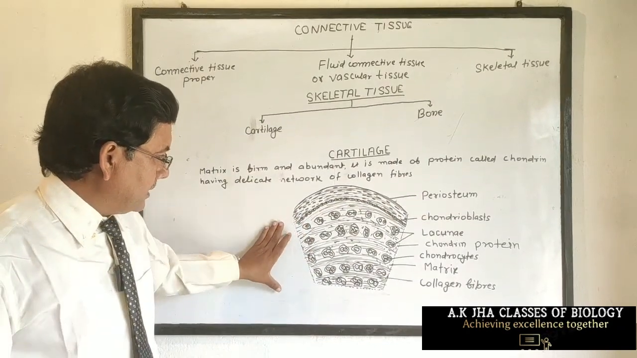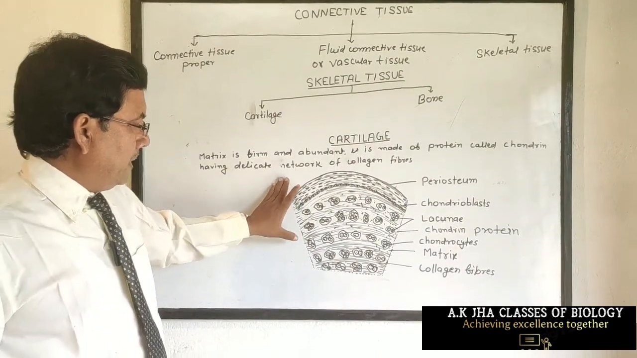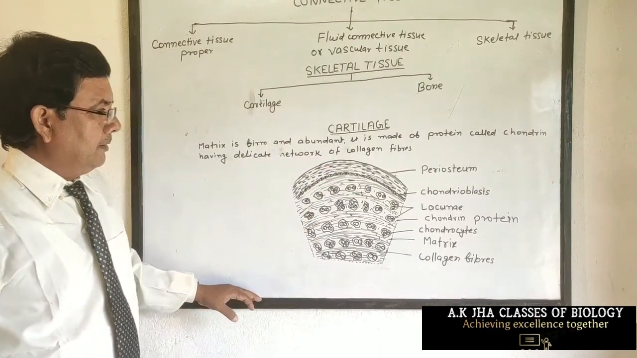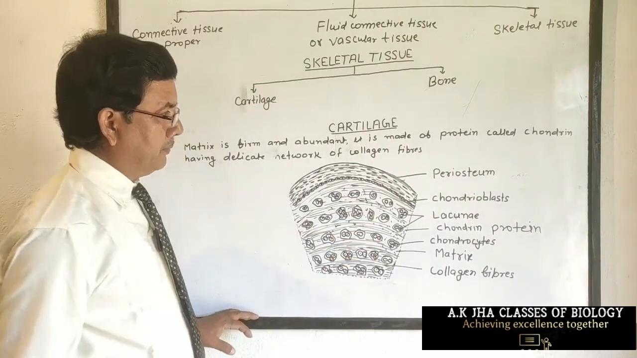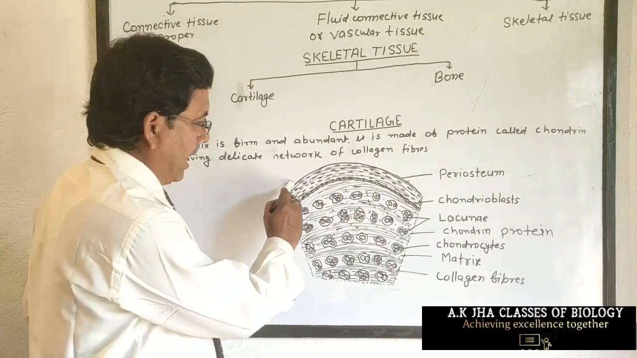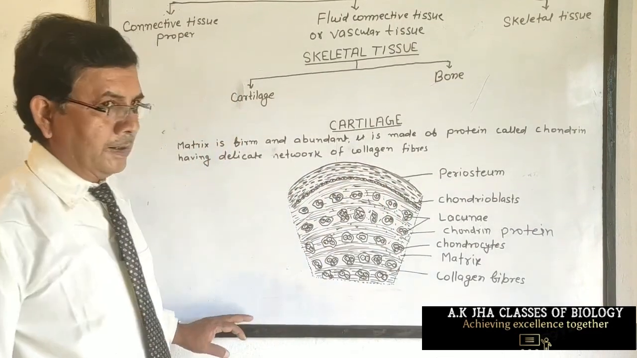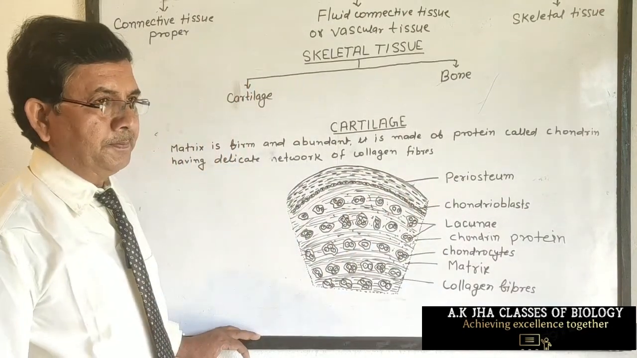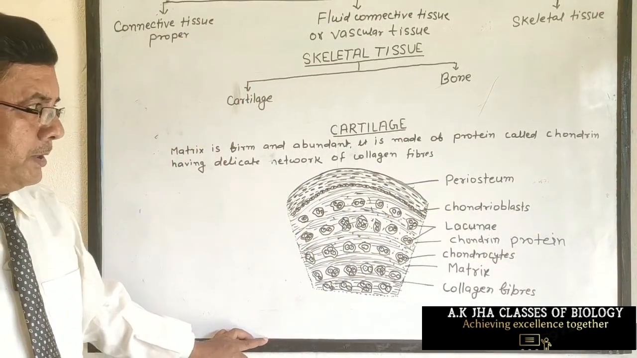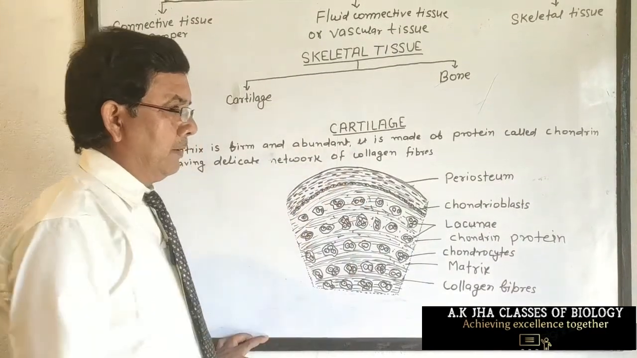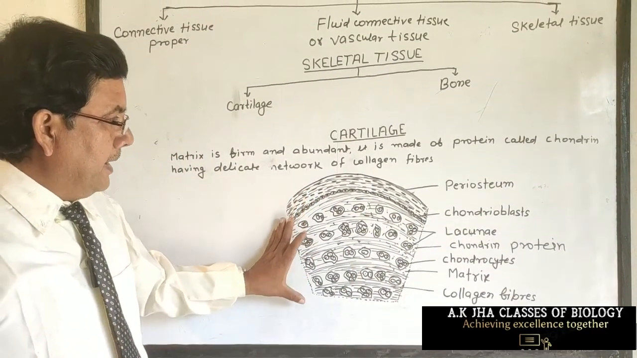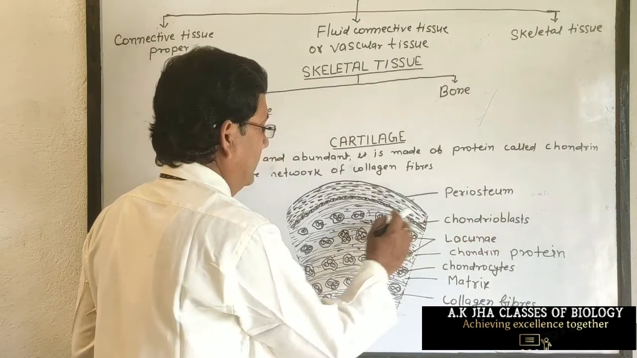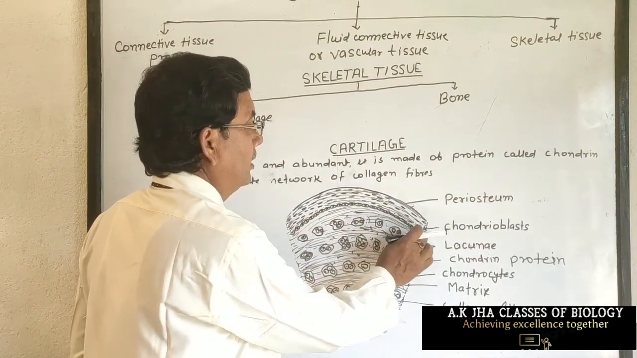When we see the structure of cartilage, we see different types of cells and different structures in cartilage. We will study the different parts of cartilage one by one. The outermost layer of cartilage is made up of connective tissue, which is called the perichondrium. This layer has blood vessels through which nutrients go to the cartilage, and the cartilage receives the nutrients.